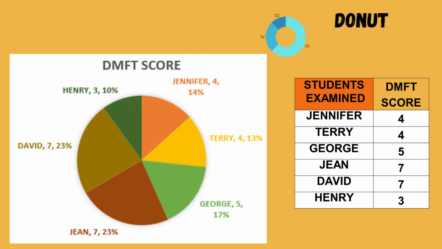Donut. As I told you before, if I'm going to see a set of individuals and their DMFT score, and I want to represent it in the form of frequency as well as percentage, then a donut will be a very reliable diagrammatic format, where I can represent both percentage and frequency distribution.